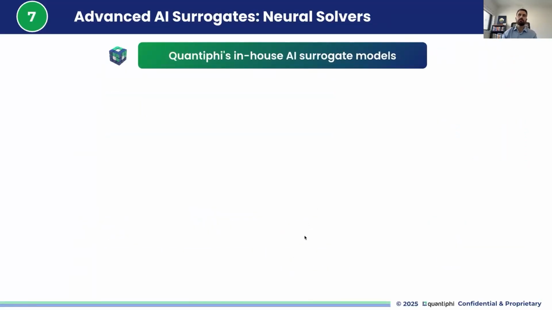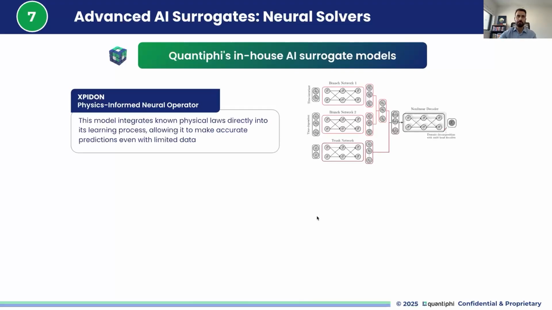So at Quantify, we have built multiple in-house AI surrogate models, and in this presentation, we will cover two of them. First, XPython, or our physics-informed neural operator, and as the name suggests, these models are based on physical equations and governing laws that describe engineering systems. So for training, these models don't need any training data. Data collection, as you know, is a very difficult task for engineering and manufacturing. And the advantage of these models is that they can be trained without having access to real-world data sets.